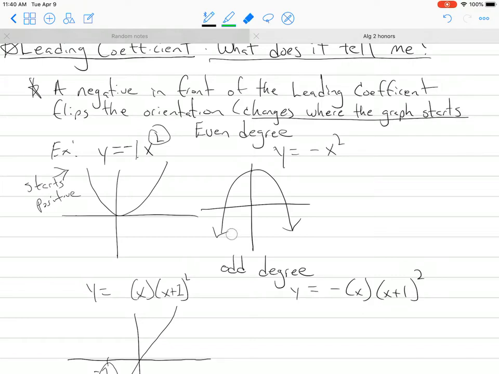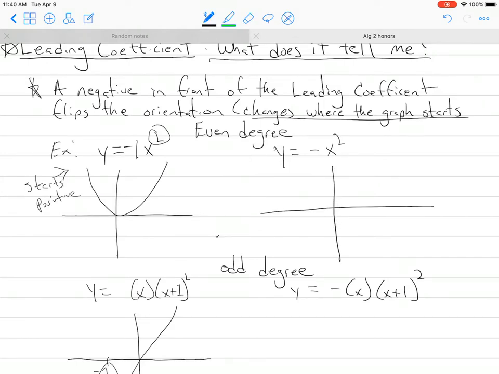Okay? So now, oh, I had it right there. I should have put it right there. I set myself up so pretty. So y equals negative x squared looks something more like that. Just kidding. Looks something more like that. Okay?